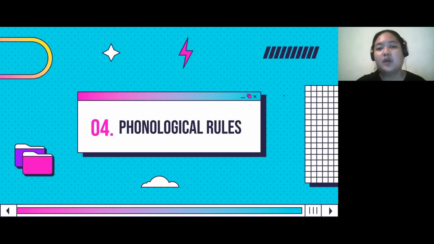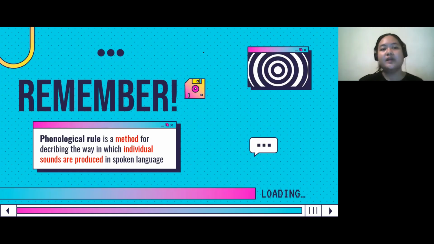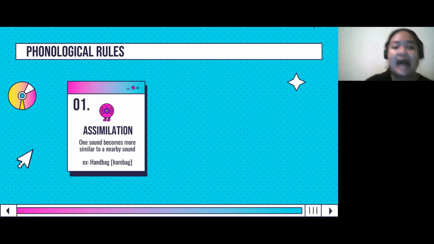And then the last one, we have phonological rules. So remember, a phonological rule is a method for describing the way in which individual sounds are produced in spoken language. And these rules are written out in a specialized notation that codifies the way in which the sound or a group of sounds is altered by appearing in a specific linguistic context. It may vary between languages and dialects, and they reflect the common pronunciation habits of various linguistic groups.